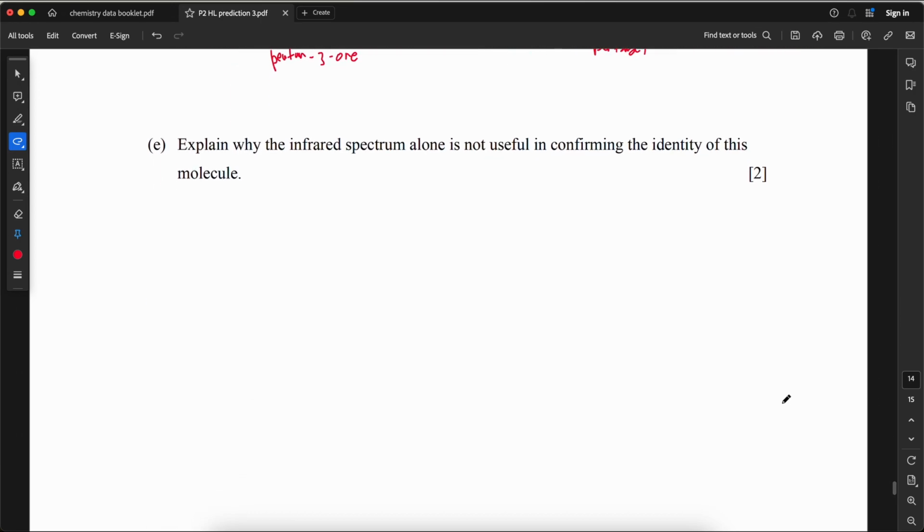Explain why the infrared spectrum alone is not useful in confirming the identity of this molecule. Because IR only identifies the functional groups, right? So the type of bond that exists, which is CH3, maybe C double bond O, or maybe OH. So it cannot provide the structure of the molecule.